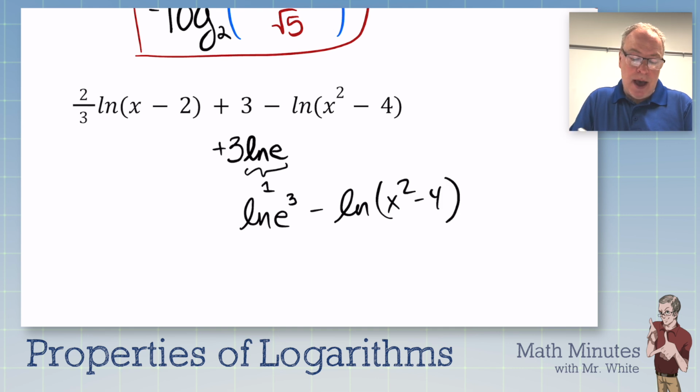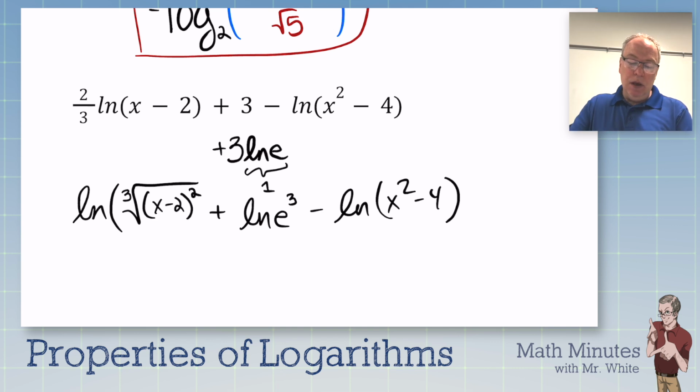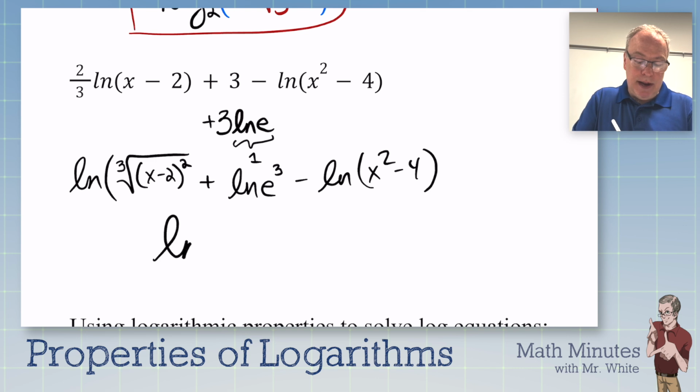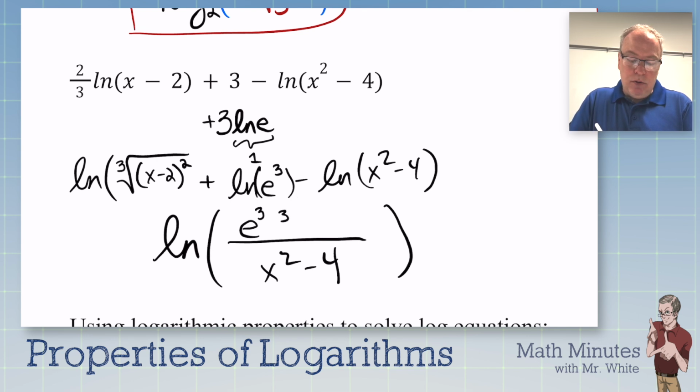There's nothing that can happen there. Plus, over here, this would be the natural log of the third root of x minus 2 squared. Now I'm going to put the logs together. This would be the natural log of, I know this is kind of a lot, but I'm just following the rules here. And I do have a negative sign, so this x squared minus 4 is going to land in the denominator. I'm going to have an e to the third in the numerator. And then I have a third root of x minus 2 squared.